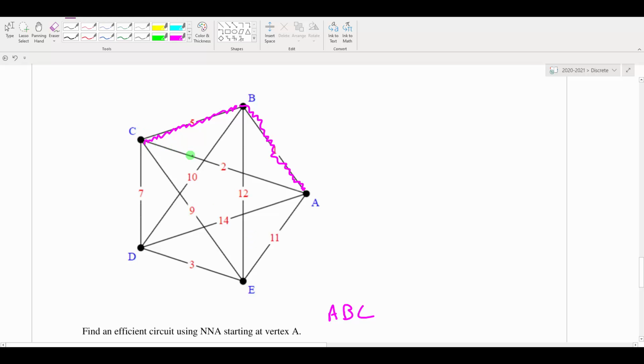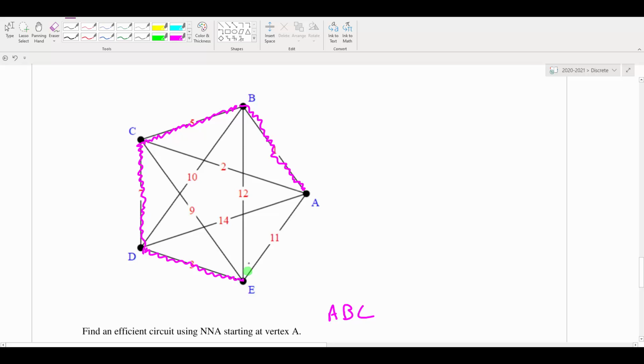Once I'm at C, I've got to choose the shortest one. Well, unfortunately, the shortest one here takes me back to A, and that's no good. So then we've got 9, and we've got 7. So I got to choose the 7. Now I'm at D, so again, I got to choose the shortest one. So we've got 10, 14, and 3. So 3 is the cheapest one, which takes me to E.